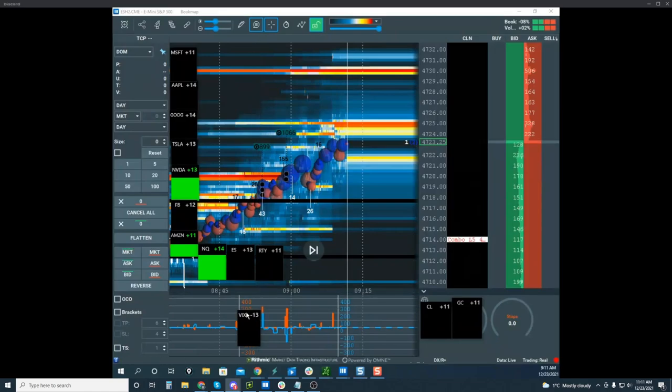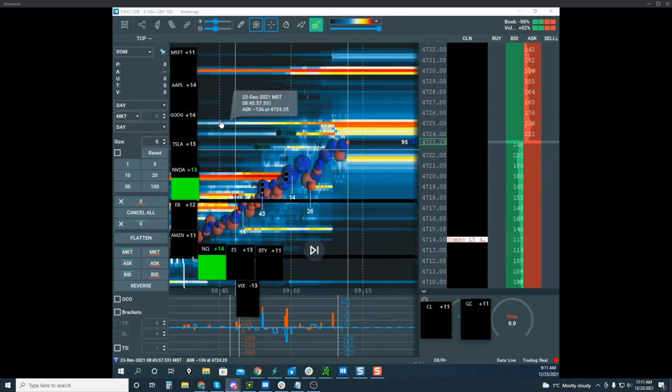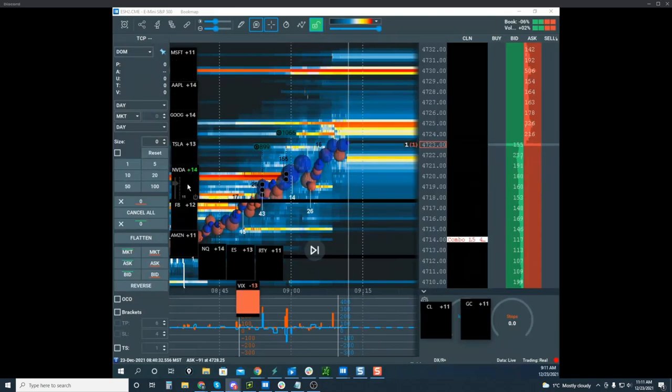Then you can have the VIX. So you see him hammering the VIX. I have mine set at 11, so that means they will not make a sound or light up unless it touches 11.